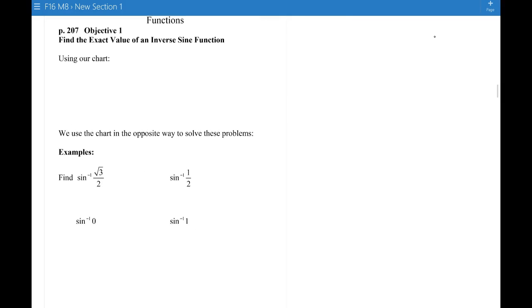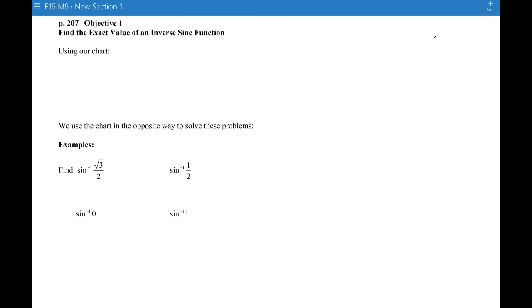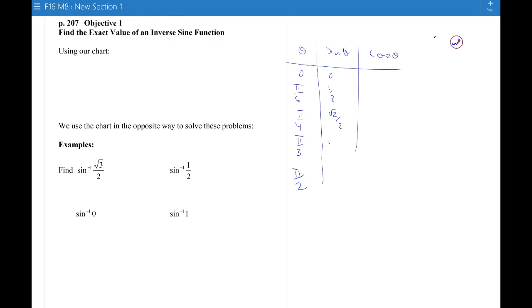Okay, so objective 1 is finding the exact value of an inverse sine function, and we can use our chart for this. So hopefully you're getting really fast at drawing this chart. 0, pi over 6, pi over 4, pi over 3, pi over 2, 0, 1/2, root 2 over 2, root 3 over 2, 1, and then 1, root 3 over 2, root 2 over 2, 1/2, 0. So using this chart backwards, here's how we would find the sine inverse of root 3 over 2.